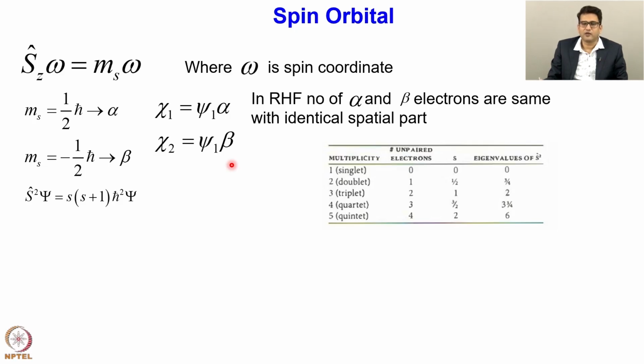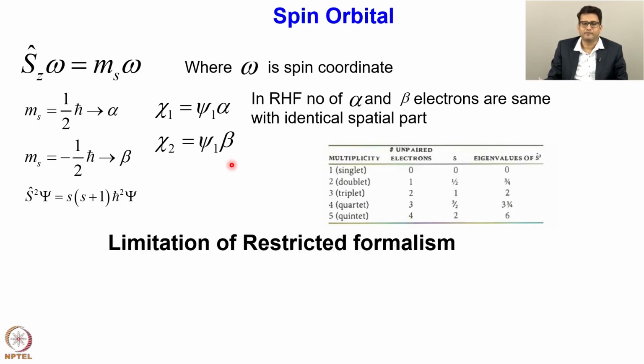So if S is equal to 0, 2S plus 1 will be 1, and that is called singlet. If S is equal to half, my multiplicity is 2, it is called doublet. Similarly, S is equal to 1 will lead to triplet, S is equal to 3 by 2 will lead to quartet, quintet, and it will go on like this.